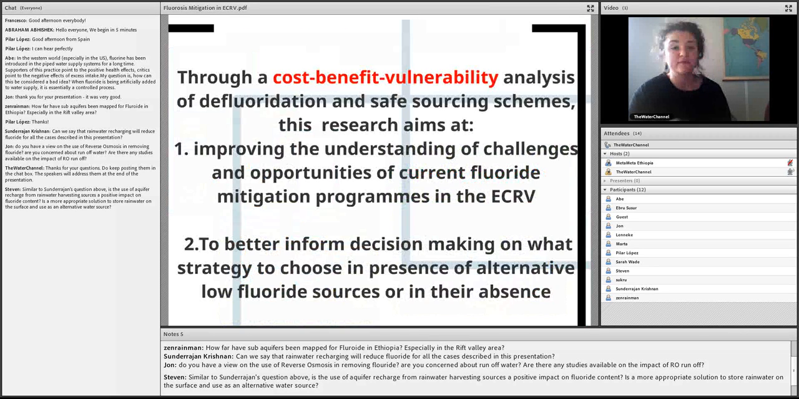So what I did was make this cost-benefit and vulnerabilities analysis between the fluoridization and the safe sourcing schemes. The main aim was, on one side, to improve the understanding of the current situation of fluoride mitigation programs in the Ethiopian Central Rift Valley, but also that this research can be used to inform decision making on which strategy could be used.